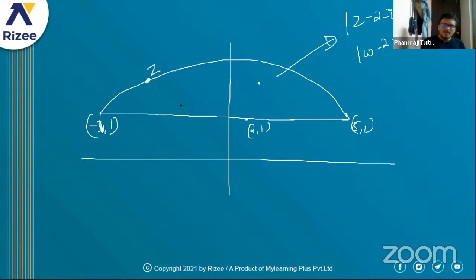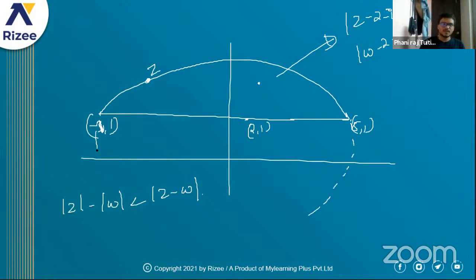Now you see, mod z minus mod omega is always less than mod of z minus omega, by the triangle inequality. But what is mod z minus omega? Omega could lie anywhere here. We do not know where it lies exactly. In fact, it could lie even in the lower circle also.